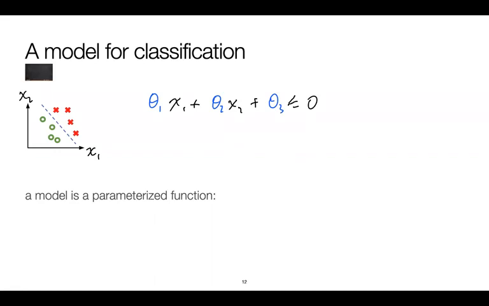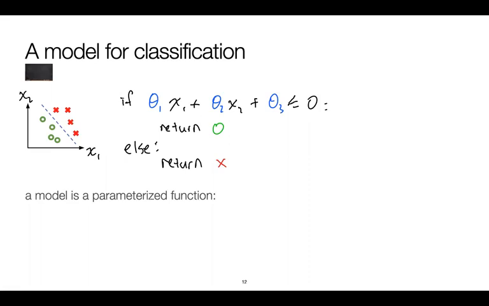So basically, what this model ends up looking like, if I wanted to write it in code, is something like: if theta one x one plus theta two x two plus theta three is less than or equal to zero, then I return a green O. If that's not true, what am I going to return? Well, that means I'm in the portion that lies above that line, so I'm going to return a red X.